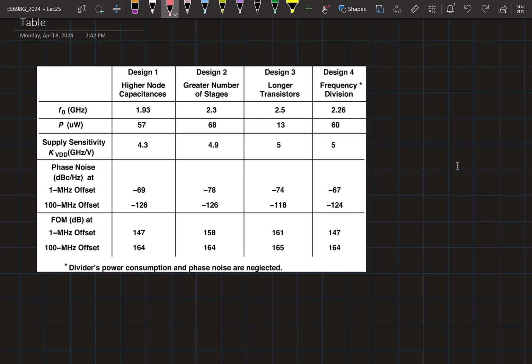And then they adopted the 4 methods that we discussed to bring down the frequency. As you can see, the frequencies have not come to the exact 2 gigahertz they want. It's in the range. Once you are in the range, it becomes much easier to bring it to the exact value. Okay. So power is reported. Like we expected, power is smallest for the case of increasing the length of the transistors. The supply sensitivity is now reported directly, kVDD.